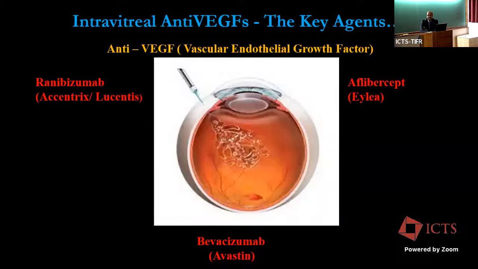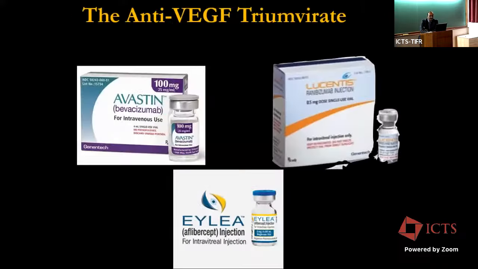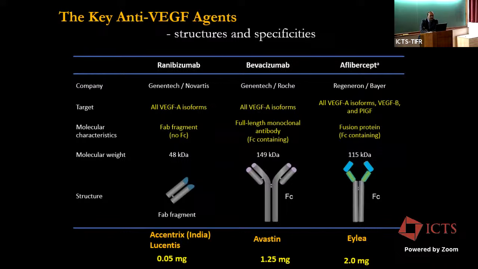And this is how it's given: injection into the eye, into the vitreous. So you're depositing that agent there. And these are the 3 drugs: ranibizumab, bevacizumab, and aflibercept. I won't go into the molecular details. Suffice it to say that ranibizumab and bevacizumab address all VEGF-A isoforms, whereas aflibercept is a little stronger. It also addresses VEGF-B and platelet growth factor.